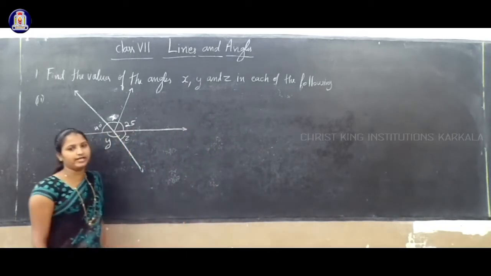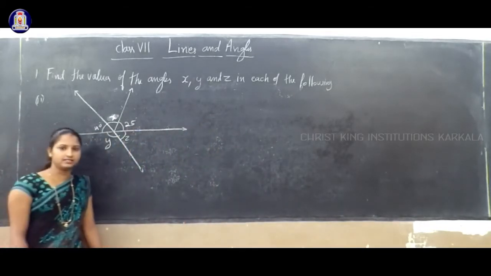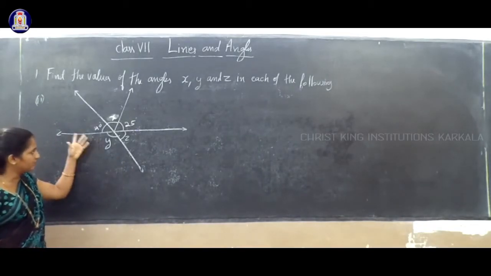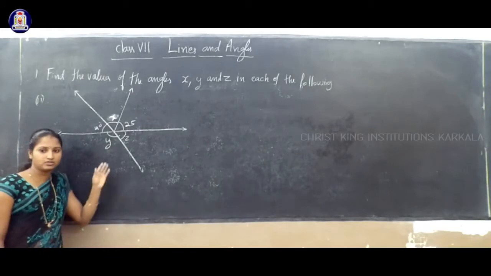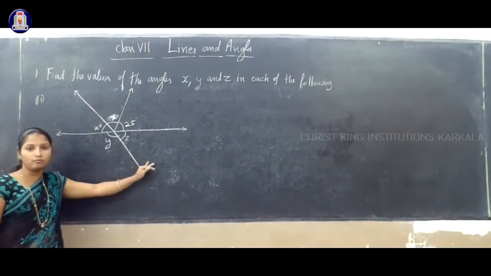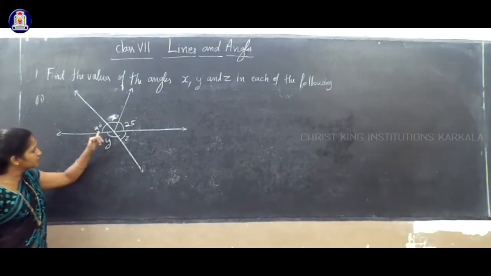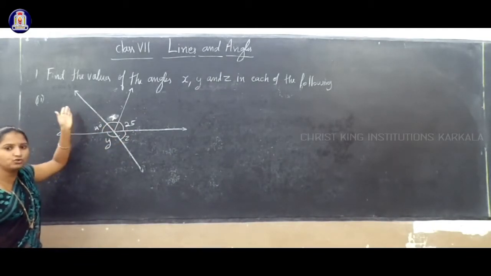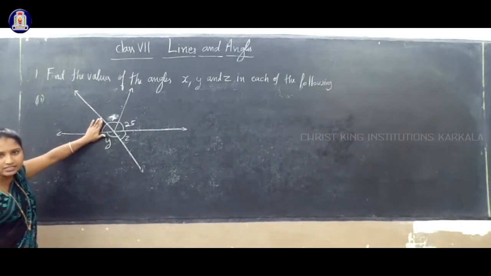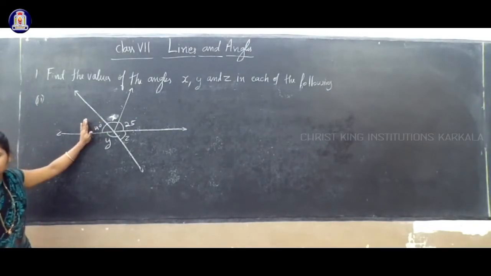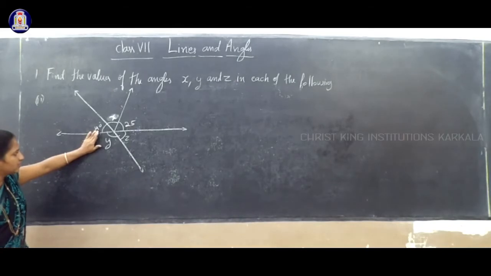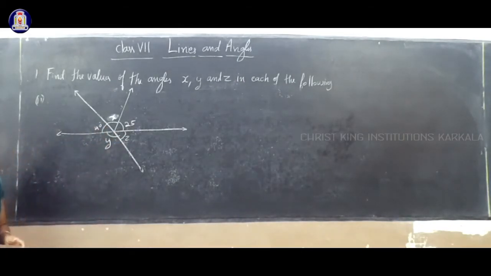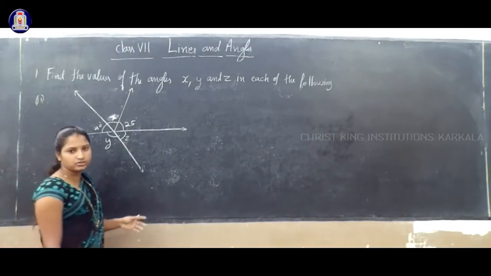So you have to find the angles x, y and z in this figure. Now if you see the figure you can understand which angles are equal, that means which angles are vertically opposite angles. So in this figure angle z is vertically opposite to this angle, the 40 degree angle here. This angle is given already as 40 degrees. So directly we can say that angle z is 40 degrees because they are vertically opposite angles.